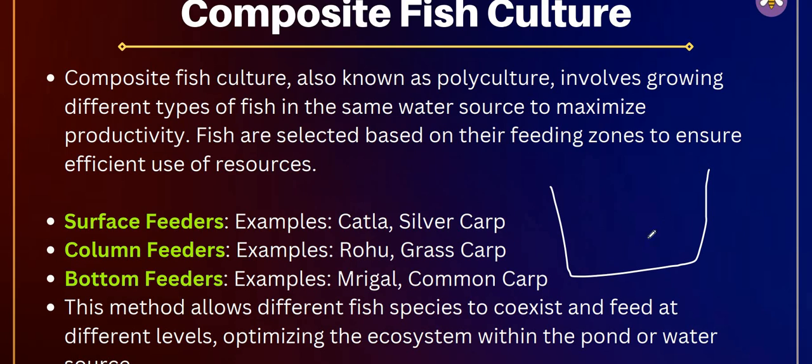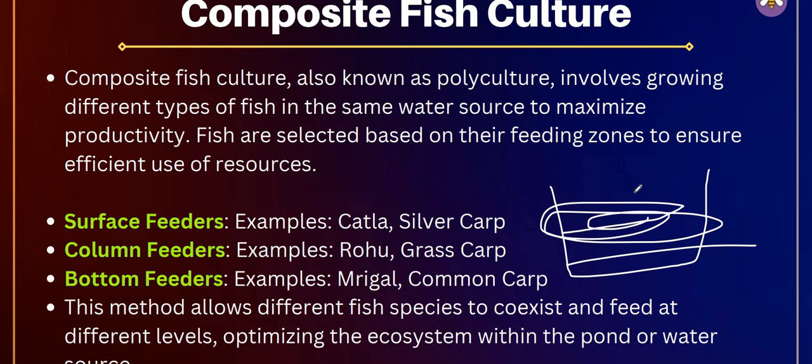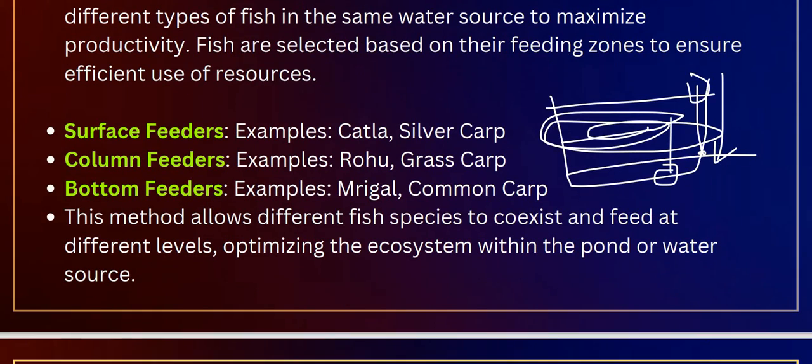Then what they will do, they will use different fishes at one time: the one fish that lives at the bottom, the one fish that moves in the middle region, and the fish that always lives on top, and then they will be reared accordingly. And these top fish will not go to the bottom, and they will have their own life. Okay, so surface feeders are catla, silver carp. Column feeders are rohu. Column feeders means mostly they feed in the column region, rohu and grass carp. Bottom feeders are mrigal and common carp.